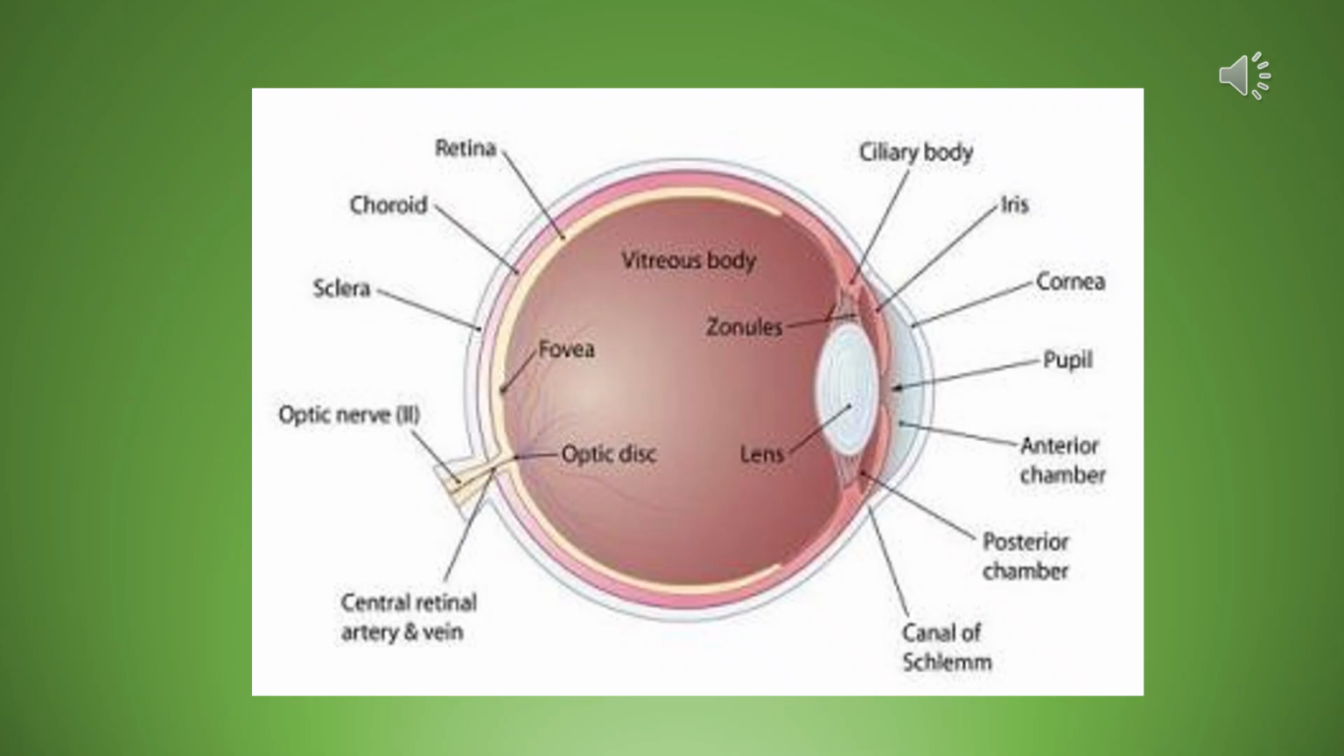Okay, we will detail the layers of the retina on the next slide. Right now, just notice that we have the optic nerve, which is simply the continuation of the retina as it goes to the visual cortex in the brain.